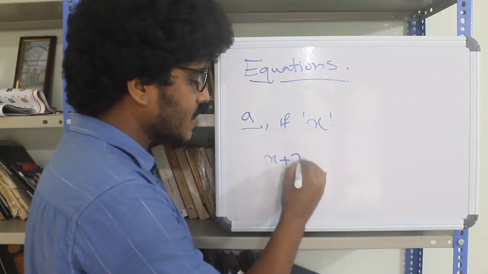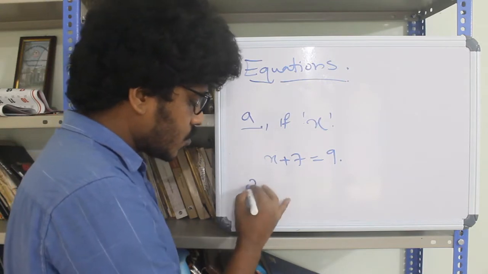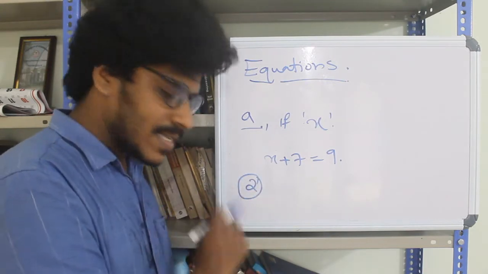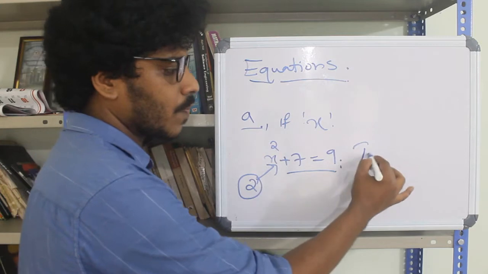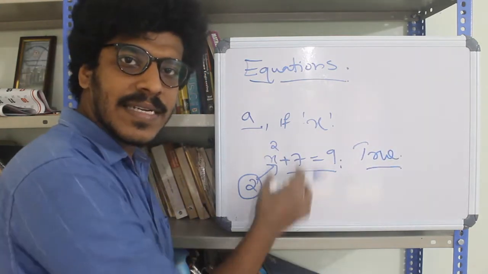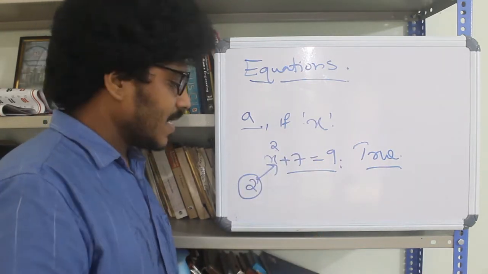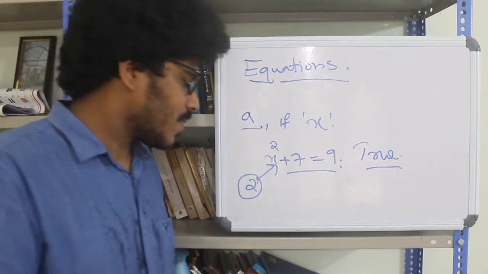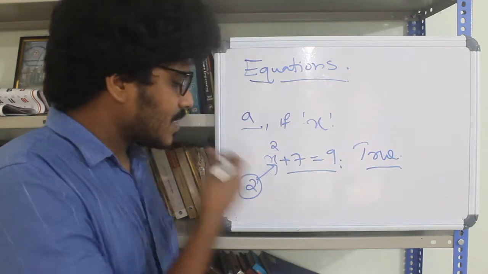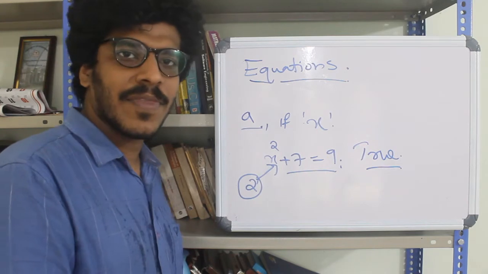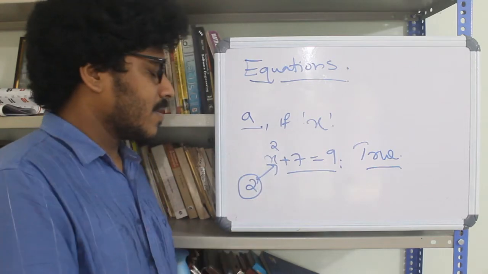Consider the equation x plus 7 is equal to 9. For this equation, 2 can be identified as a solution, since if I replace x with 2, the equation stands true, or the equation becomes an identity. These things may seem simple, from your basic classes in school itself. But as a part of our concern for completeness, we have to go through all these things. So this is what we mean by the solution.